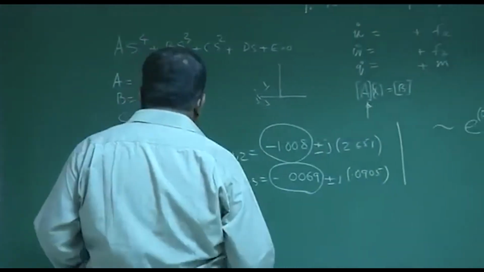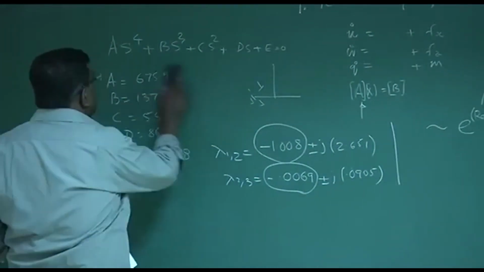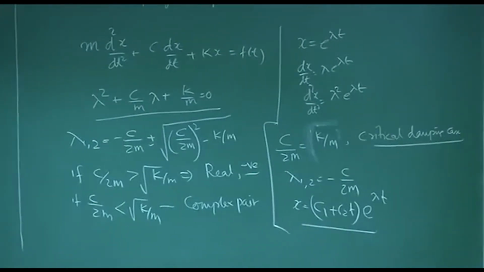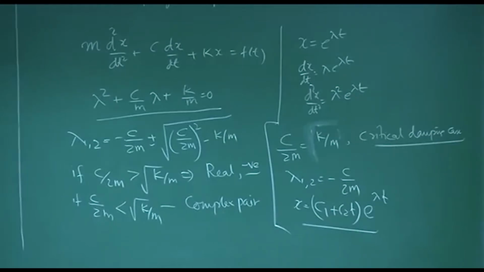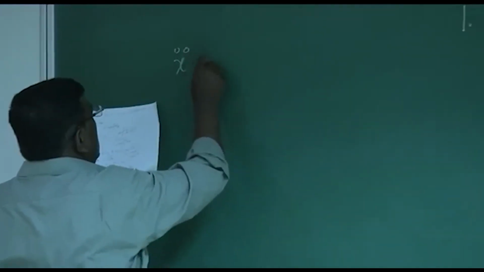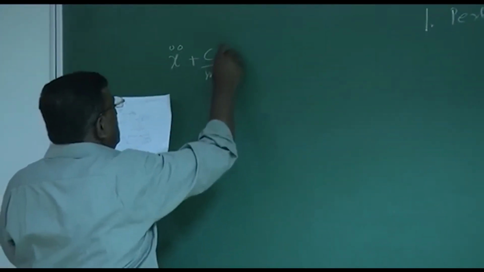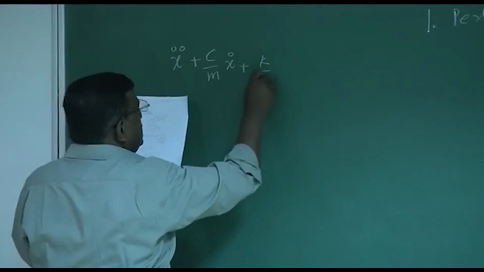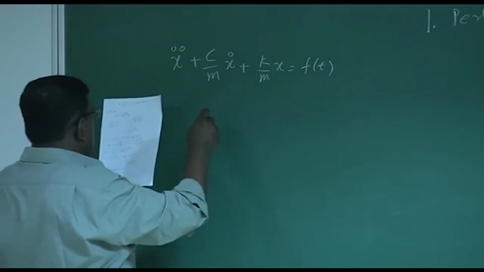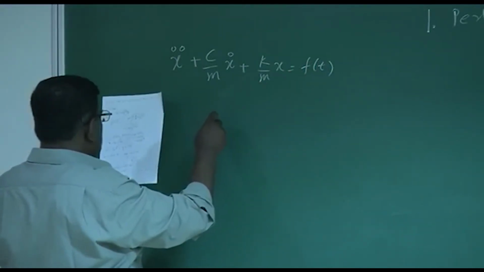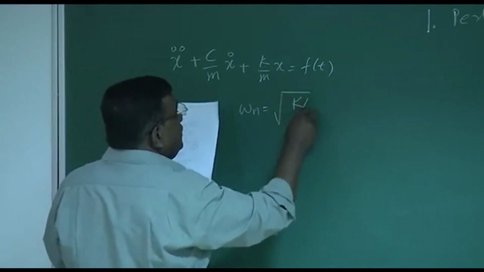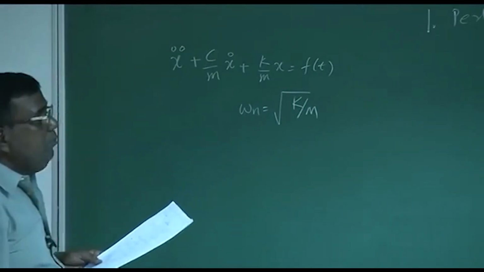What I am interested in here, for our sake, is how to handle a second order equation to find out its natural frequency and damping ratio. So let's say we have the equation x double dot, which is d square x by dt square, plus c by m x dot plus k by m x equal to f of t, right? And we know omega n equal to under root k by m, which is the natural frequency, the frequency with damping 0.